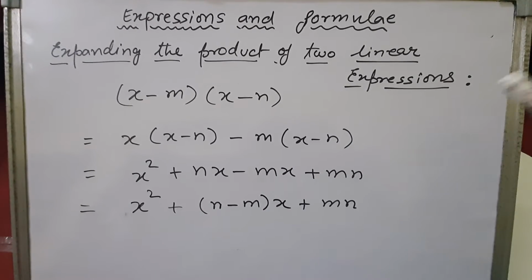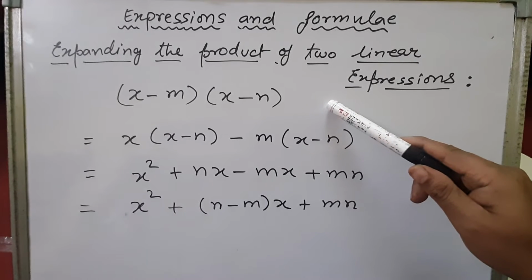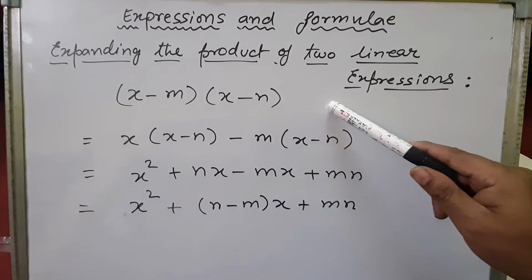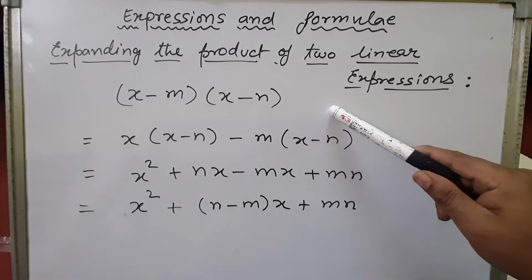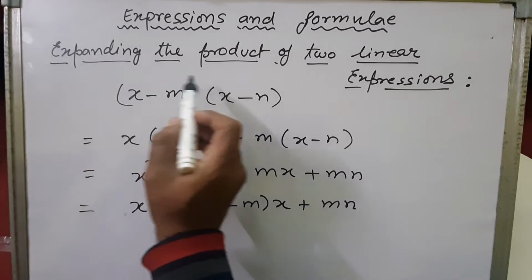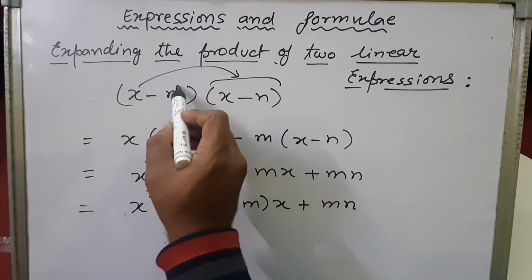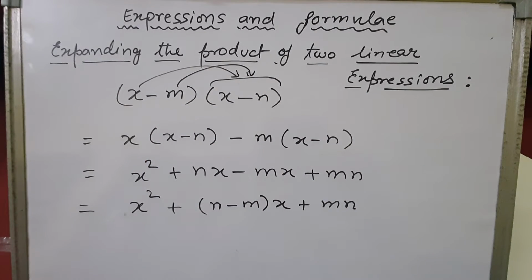Now let's see this sum. Here I have changed the sign in between the linear expressions. Earlier we multiplied the expressions which have a plus sign. Now we are multiplying the expressions which have a minus sign in between. So I have taken the expressions as x minus m into bracket x minus n. Again, to multiply these, what will we do? We'll multiply this x with the whole bracket first, and then the second term with the whole bracket. Alright, try to learn this.